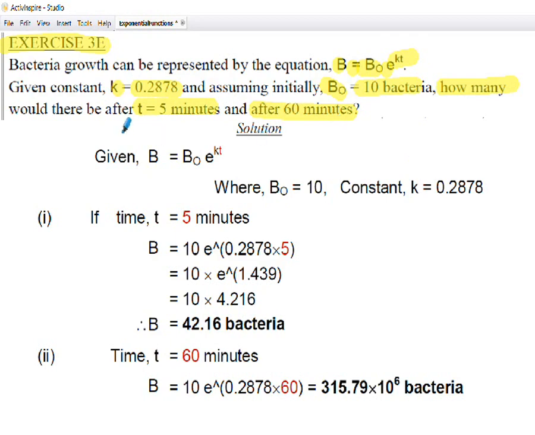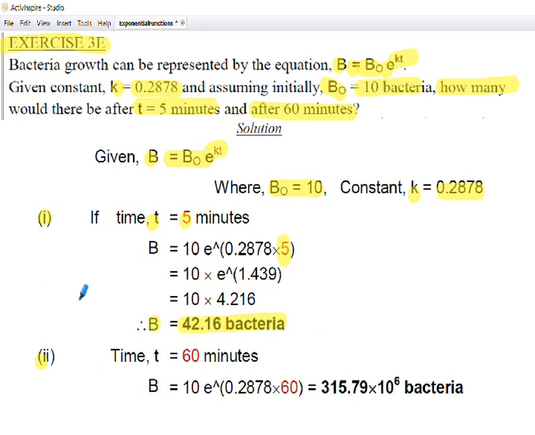So using the equation given, B is equal to B0 e to the kt, we know that B0 is equal to 10 from the question and k is equal to 0.2878. So for the first part of the question, when t is equal to 5 minutes, we simply put the value of 5 into the equation and work out the value of B. I'll let you do that on your calculators, same kind of thing as in the previous exercises.